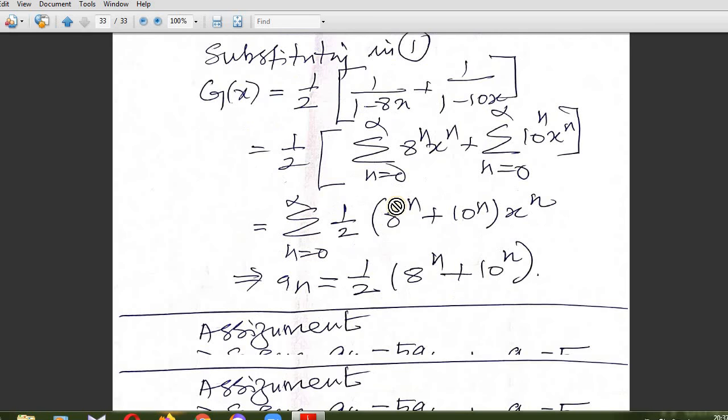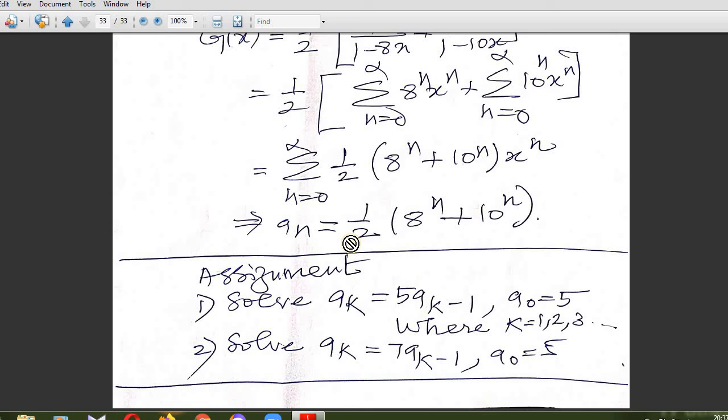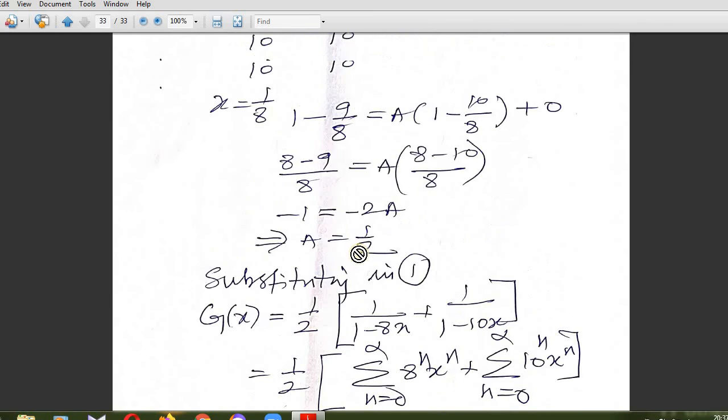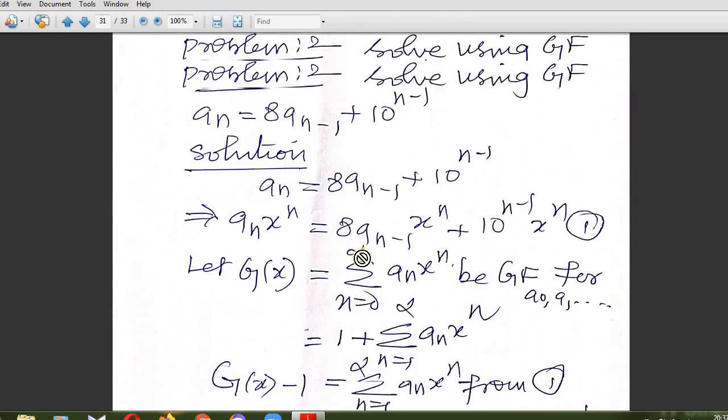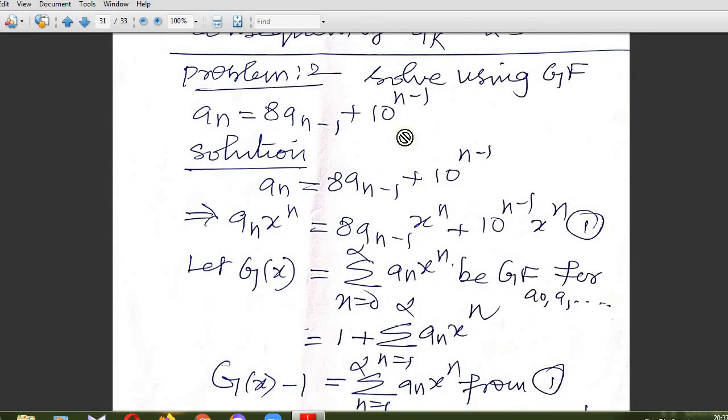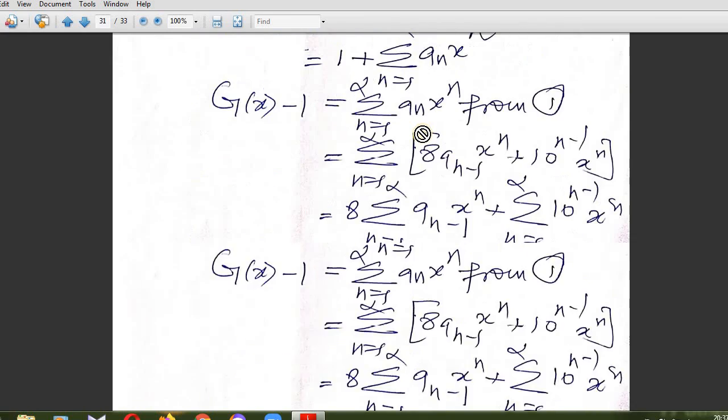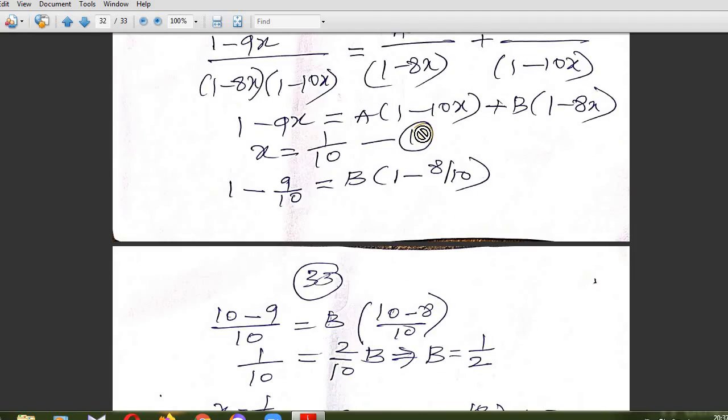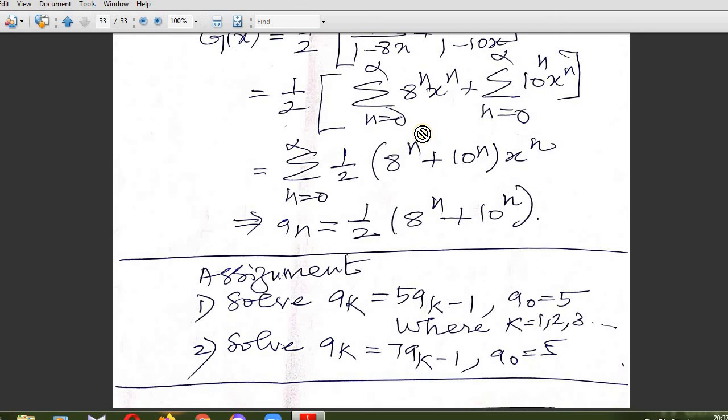That means what? This is a sequence. For n is equal to 0, 1, 2, 3, you'll get a naught, a1, a2, a3. What are they? Those are the sequence. And that particular sequence will satisfy this non-homogeneous linear recurrence equation. Okay, so thus we can solve the given problem. You play this particular video again and again, then you'll get some idea. Otherwise we cannot get some idea about solving this type of problems.